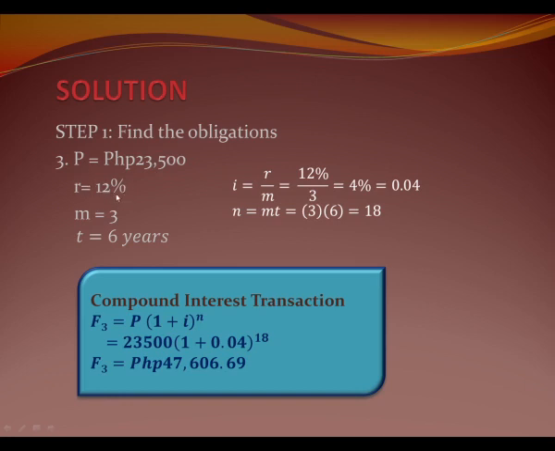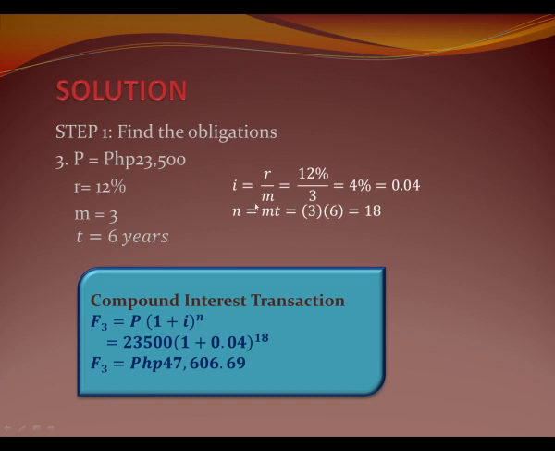For obligation number 3, which is another compound interest transaction, the principal value is 23,500 with an interest of 12% compounded every 4 months. So the conversion period is equal to 3. Then we look for the periodic rate I, which is 12% divided by 3. So this is equal to 4%, or 0.04, removing the percentage symbol.